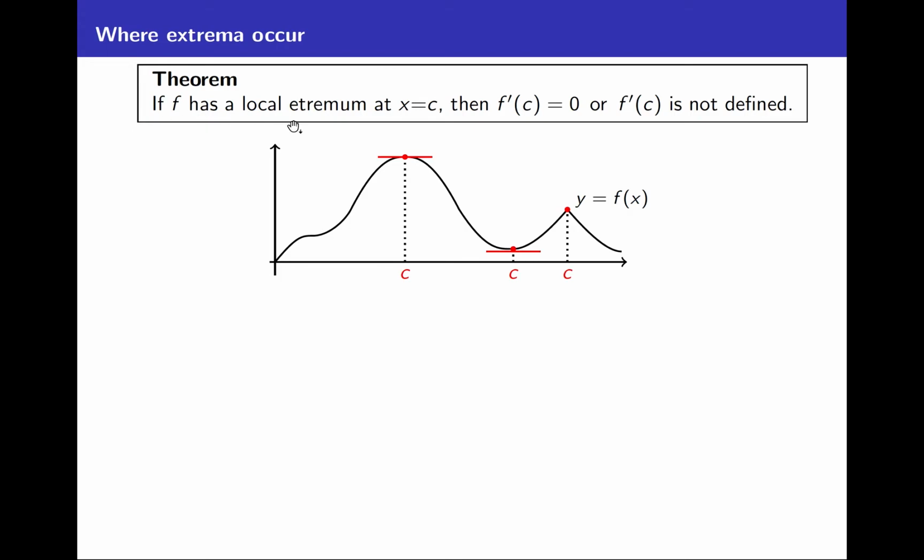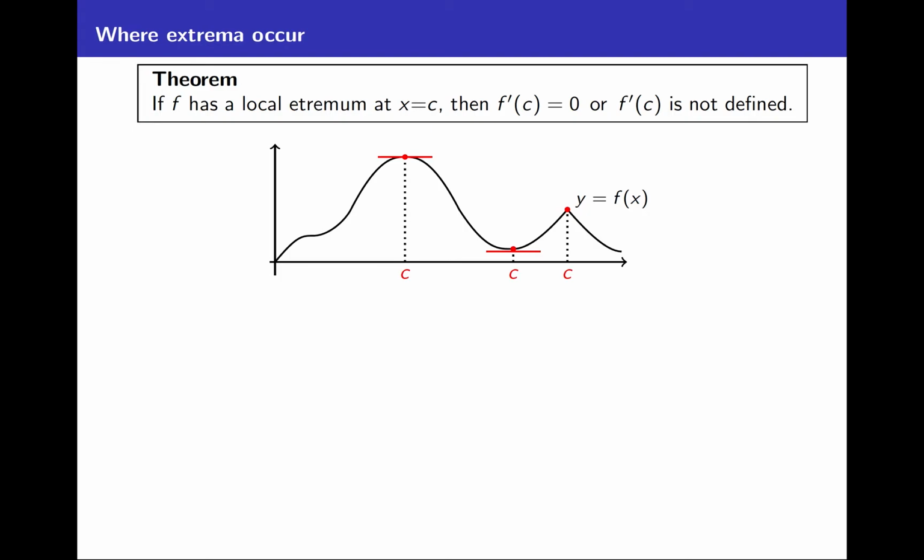So in a nutshell, that's kind of a proof of this theorem. If f has a local extremum at x equals c, then either f prime of c equals 0 or f prime of c is not defined. So what's the takeaway from this theorem? It's that if we are looking for local extrema of a function, then we need to look no further than those numbers x equals c for which the derivative is 0 or undefined.